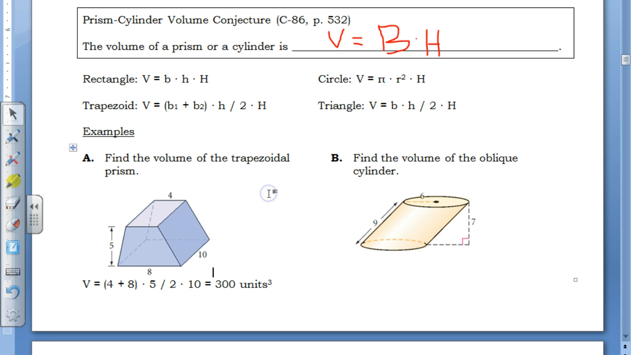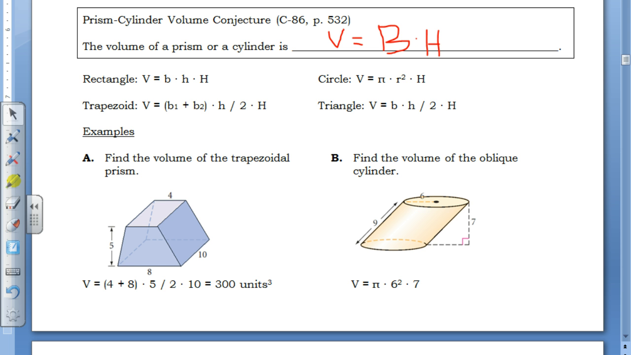Okay. Over here we have a cylinder. So a cylinder has a circle in the base, so I'm going to use my formula that has a circular base, pi times the radius squared times the height. So the volume of my cylinder will be pi times the radius squared, the radius is 6, times the height, and the height in this one is 7.